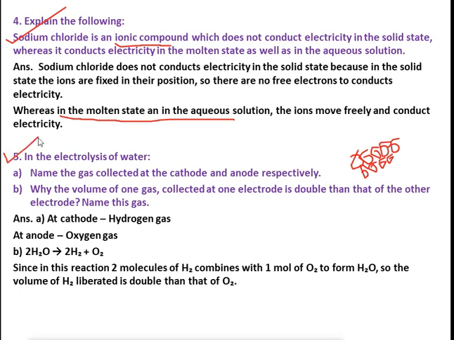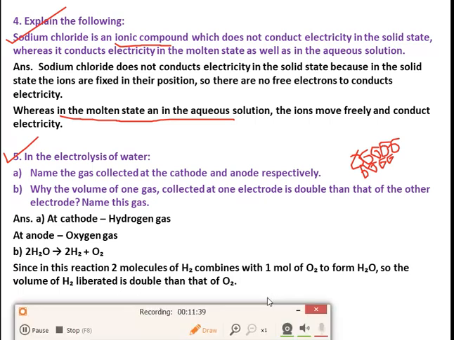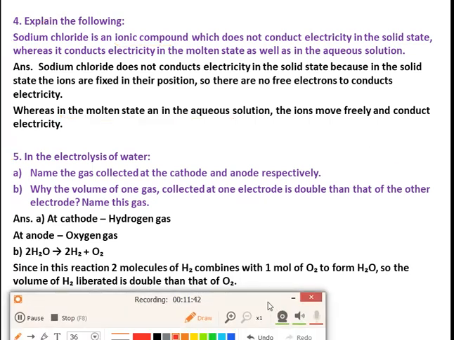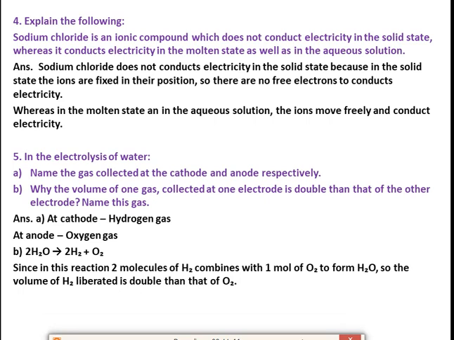In the electrolysis of water, electrolysis is a type of decomposition reaction. We have 3 types of decomposition reaction: thermal decomposition, electrolytic decomposition, and photolytic decomposition. So electrolysis means when electricity is passed through water, water molecules break to give us hydrogen and oxygen gas.